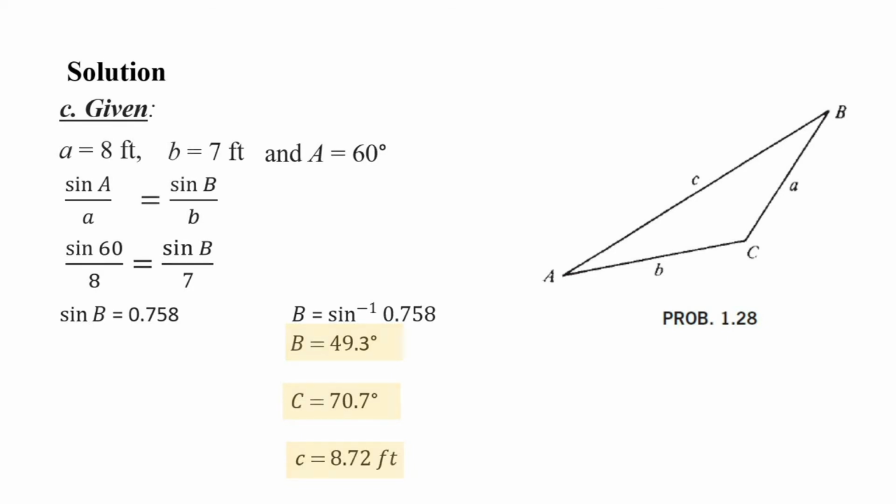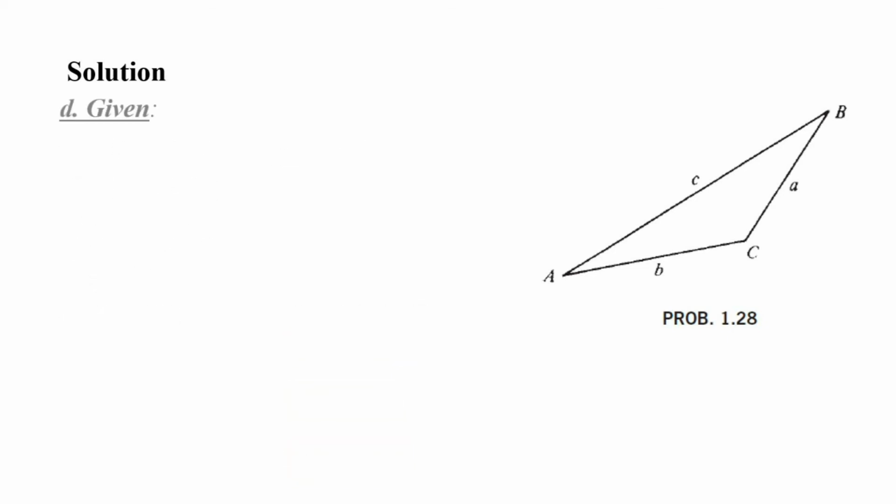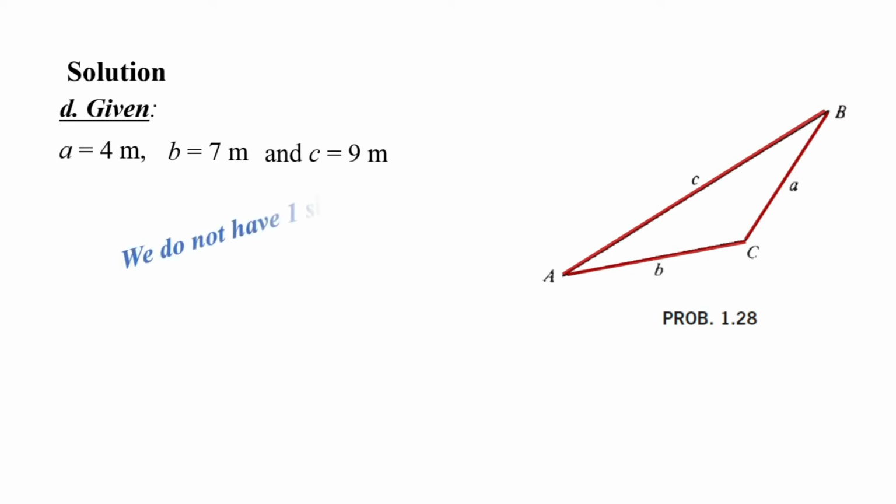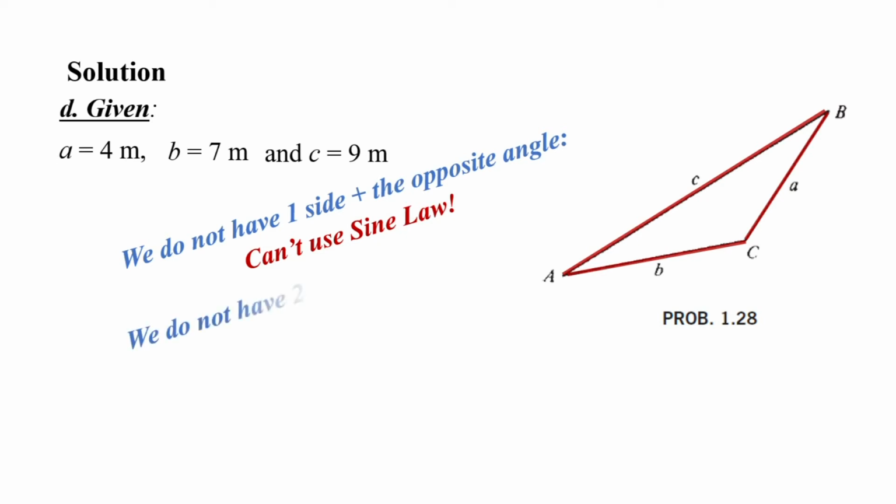Okay, next case. This one's a little bit interesting. We have side A 4 meters, side B 7 meters, and side C 9 meters. So we have 3 sides, but we don't have any angles. Which law can we apply? We can't use sine law because we need an angle opposite to one of the sides. We cannot use cosine law because we don't have the angle between two sides.